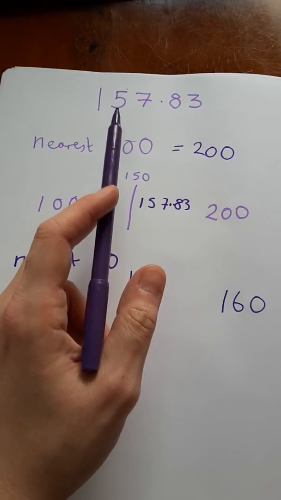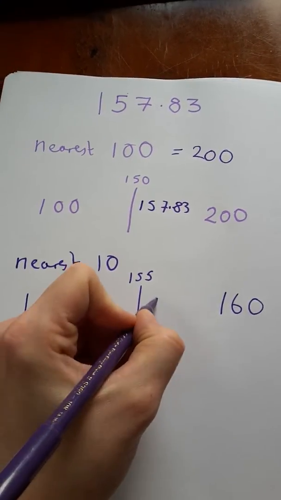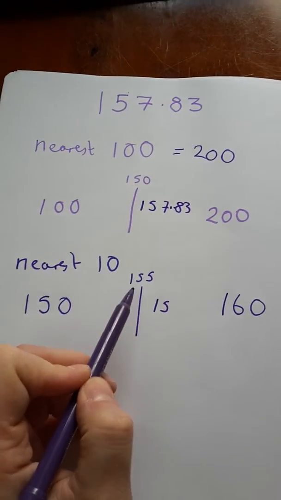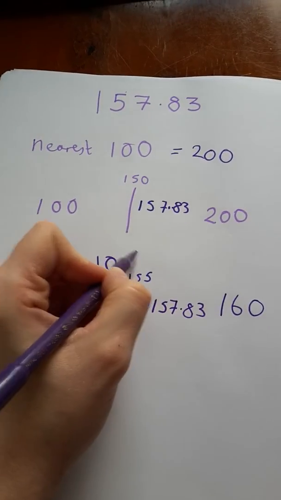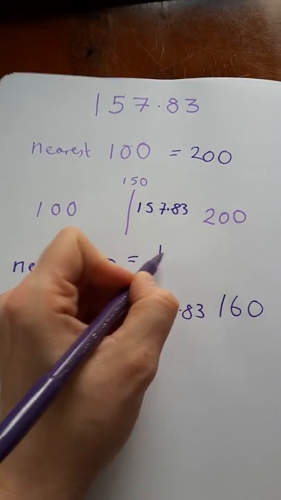And my number is 157.83. So again, that's larger than the midpoint. So it's going to sit this side. So to the nearest 10, it's actually 160.